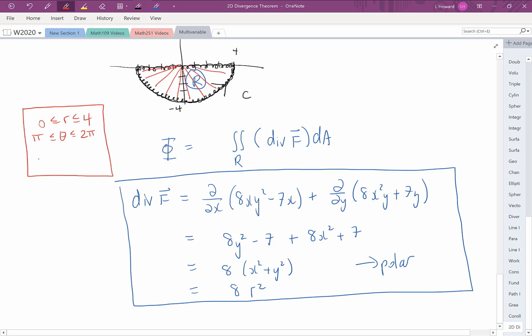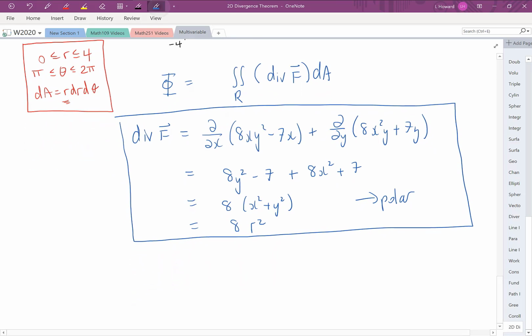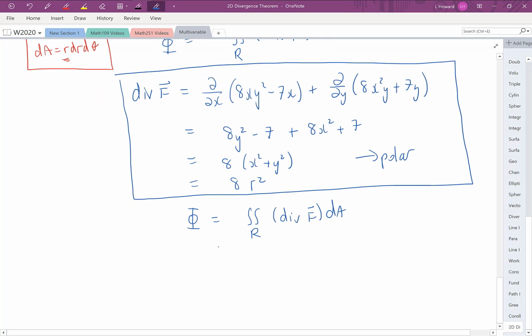And if we are moving over to polar, then our dA is going to become r dr d theta, because remember there's that correction factor when we move from rectangular to polar. So with that, I think we're ready to set up the double integral for our flux. So I'll just recopy what we said from above. According to the 2D divergence theorem, flux is going to be the double integral over a region of divergence of F. So let's plug everything in here.